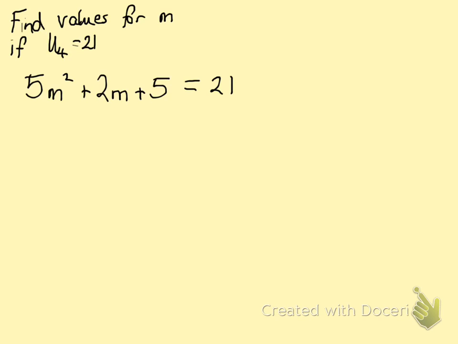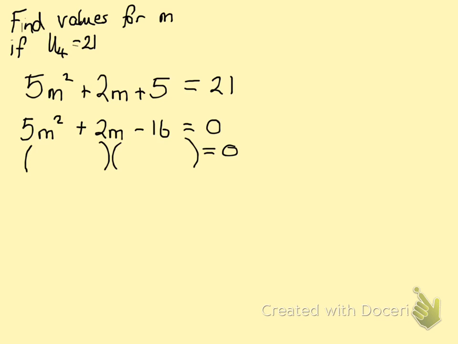We can now rearrange the formula, as it's now quadratic, to make it equal to 0. And we'll take away 21 from both sides, leaving us with minus 16. We can now factorise. Finding that we have 5m minus 8 and m plus 2. We can clearly now see that m would be either 8 over 5 or m can be negative 2.